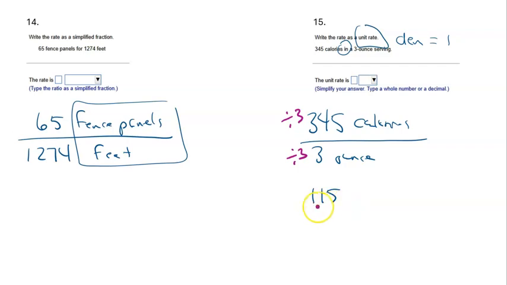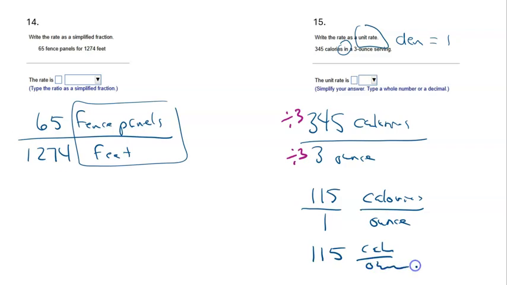and that's over 1, and that's calories per ounce. Remember, the word per really just means the fraction bar or divide. Now when you have a fraction with 1 in the denominator, you really don't have to write the 1. So it's 115 calories per ounce. And over here on the drop down, it should give you the option of calories per ounce, and then 115 goes in that spot.